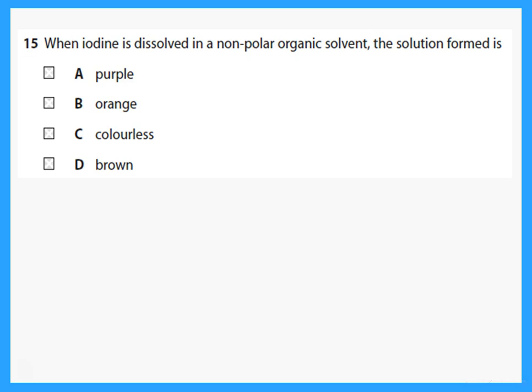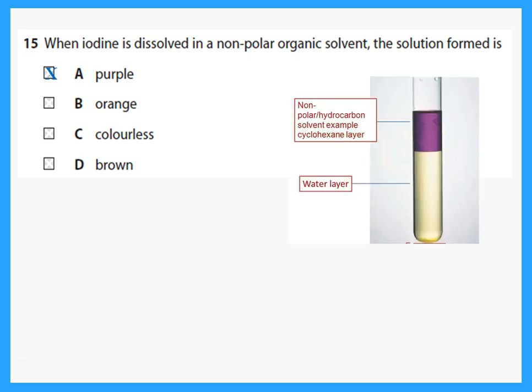This question says when iodine is dissolved in a non-polar organic solvent, the solution formed is what? Remember that we said iodine as a solid is gray. Now, if I dissolve it in water, it is brown. If I dissolve it in non-polar organic solvent, it is purple. And we said that actually the non-polar organic solvent has lower density than water, so it will float on top of the water layer.